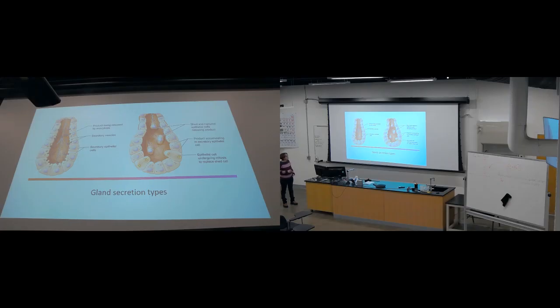merocrine gland. Now, in this case, we have cells with products that are accumulating in these secretory cells, and then they are shed, rupturing these cells. So this is a holocrine. And then once these cells are ruptured and release their secretions, you replace them by mitosis, so you don't leave a gap. So this is holocrine versus merocrine.